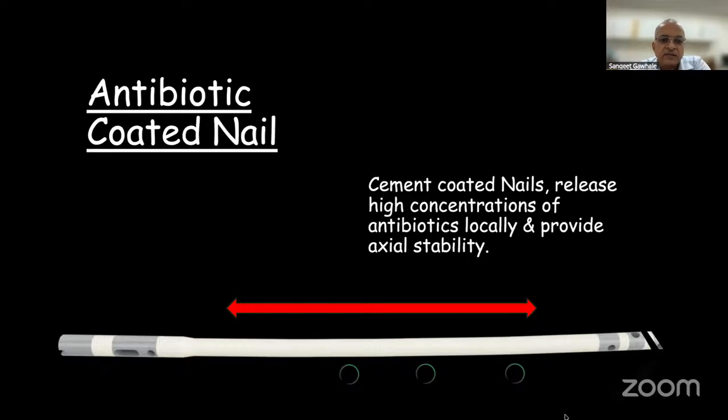In the last 2 decades, a new thing which has come up is the antibiotic coated nail. They are available commercially. These are ready-made antibiotic coated nails. I came across them in Singapore or Hong Kong, but they didn't have enough response, so the sale was not adequate. That is why it is not readily available commercially. They release a high concentration of antibiotic locally.